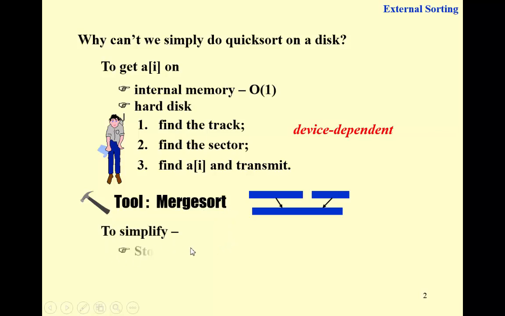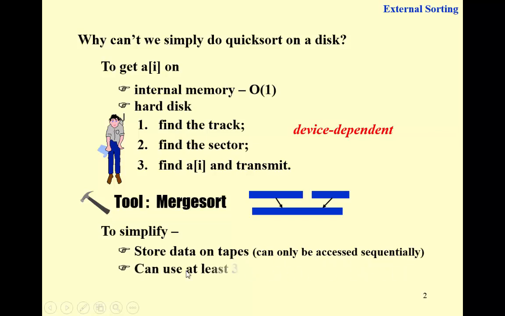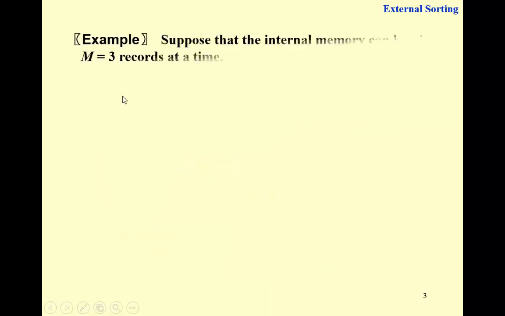And to simplify, we assume that all the data are stored on tapes. So it's a linear tape that can only be accessed sequentially. And we assume that we can use at least 3 tape drives. And there's a reason behind it, and we're going to see. Let's start with this example.